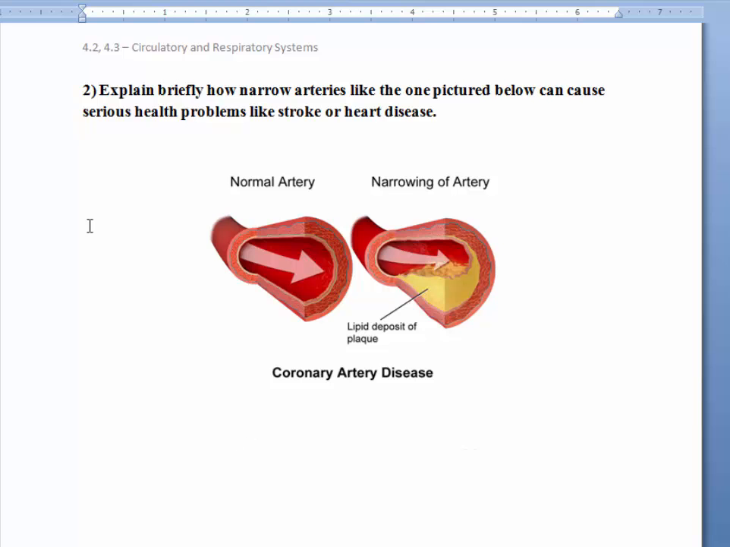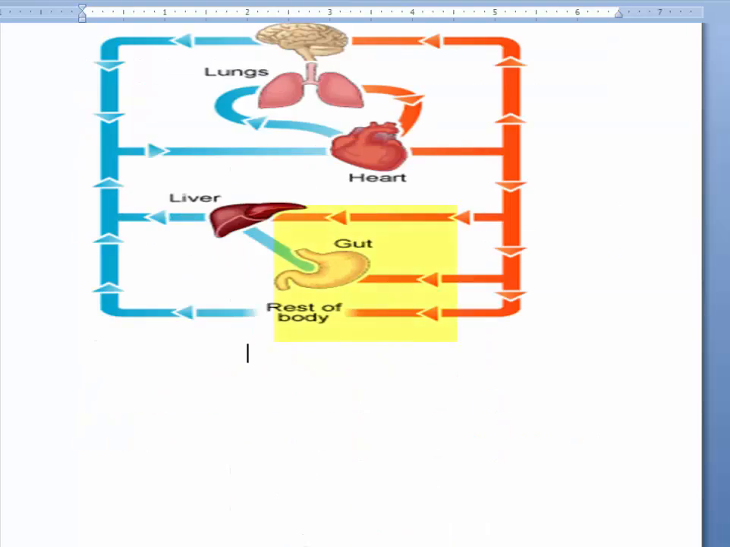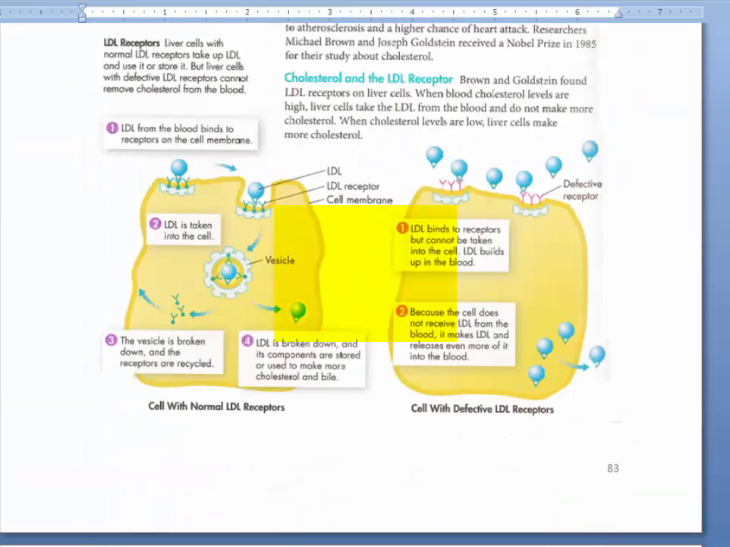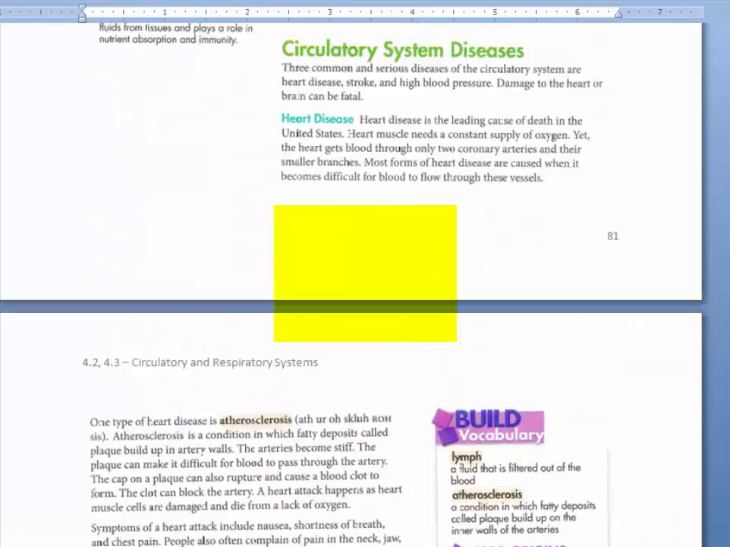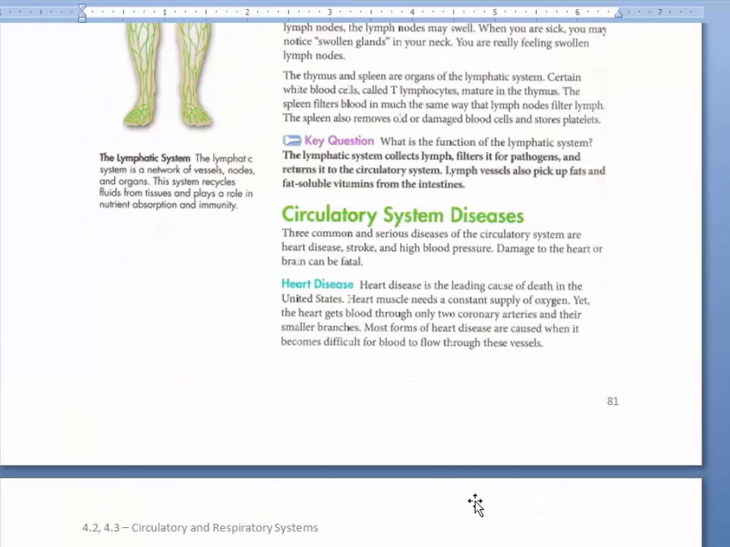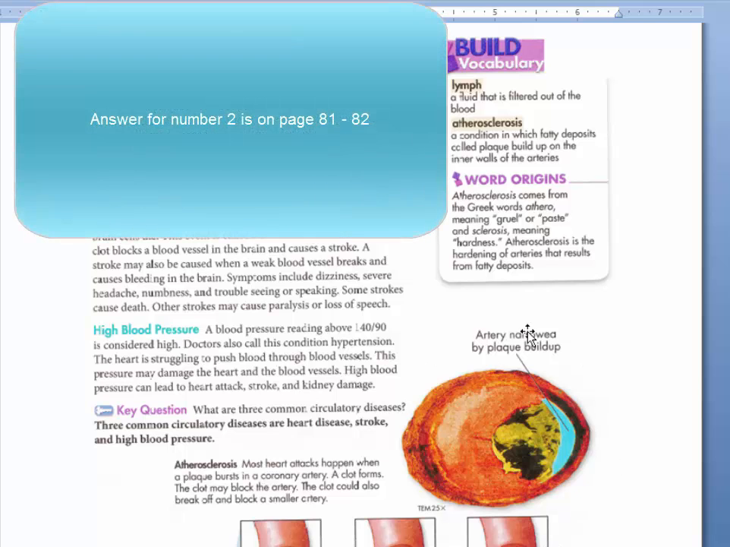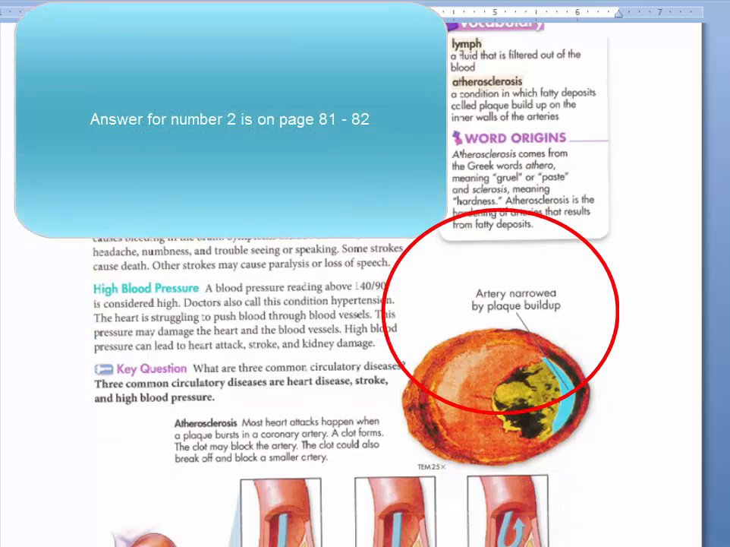The answers for this particular question are on page 81, right here, 81 and 82. Specifically this paragraph about arteriosclerosis. And here's a picture of an artery building up plaque.